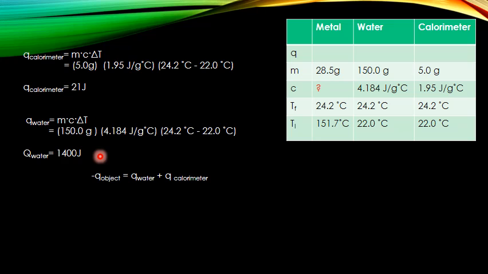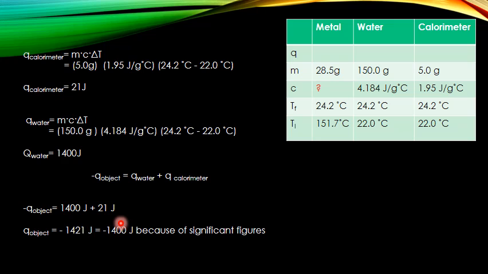So now that I'm there, I can use that information because now I know the Q of the water and the Q of the calorimeter. The sum of that, or how much energy the water and the calorimeter gained, is going to equal how much energy the metal lost. So I've got my negative Q of the object equals 1400 joules plus 21 joules. And that's going to give me the Q of the object will be negative 1421 joules, or negative 1400 because of significant figures. Remember the calorimeter, I can only go to two significant figures.